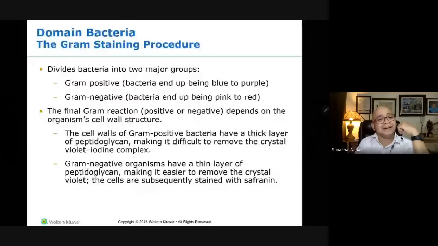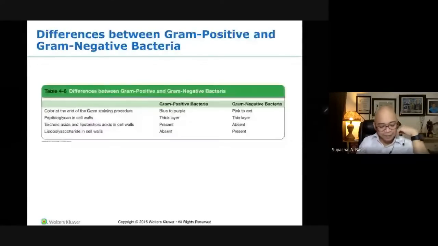Gram-negative bacteria, on the other hand, have a thinner layer of peptidoglycan, which will allow crystal violet to be washed away, to be decolorized, and the cells will subsequently take up the safranin, which is pink or red in color. So this is the basic difference between gram-positive and gram-negative bacteria. The final color of gram-positive bacteria is blue or purple. The final color of gram-negative bacteria is pink to red.